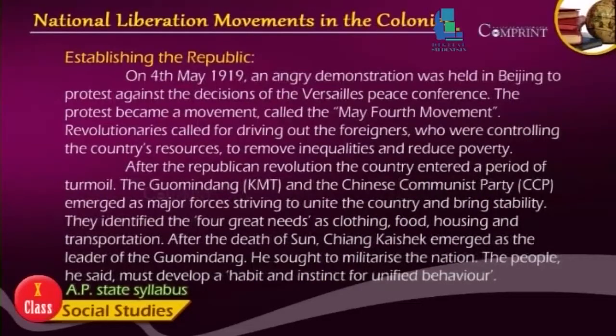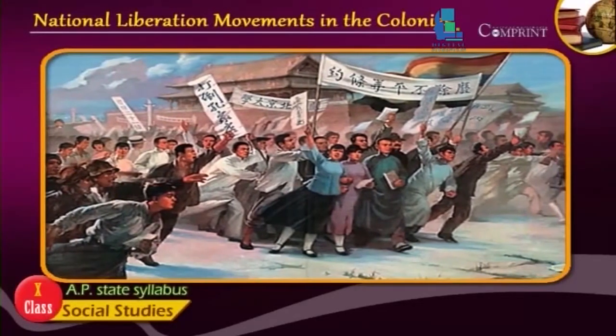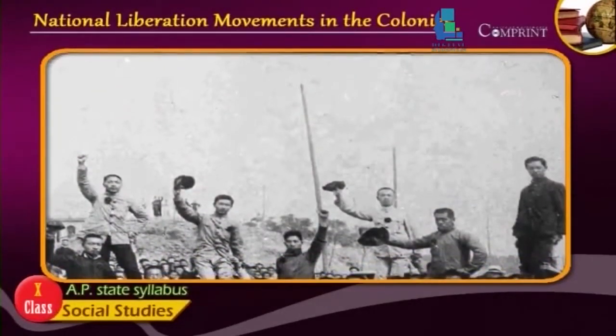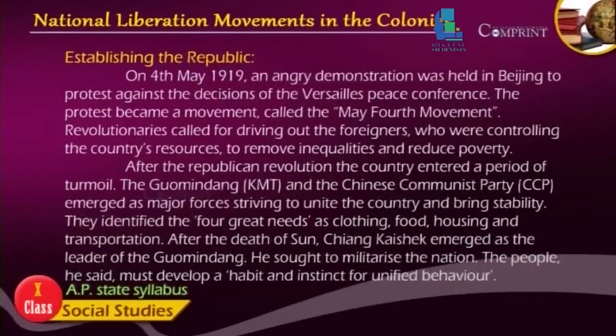On 4th May 1919, an angry demonstration was held in Beijing to protest against the decisions of the Versailles Peace Conference. The protest became a movement called the May 4th Movement. Revolutionaries campaigned for driving out foreigners who were controlling the country's resources, to remove inequalities and reduce poverty. After the Republican Revolution, the country entered a period of turmoil.